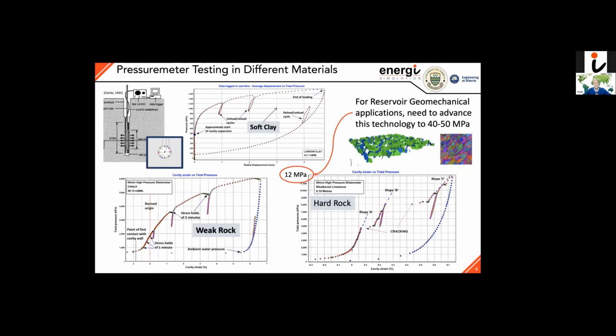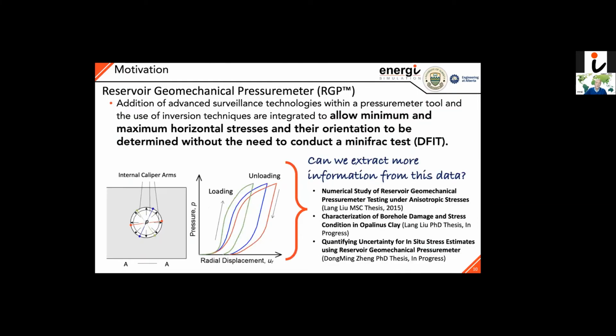soft rocks, weak rocks, through to very hard rocks in the unconventional world. So we called it RGP, a Reservoir Geomechanical Pressuremeter. It really is the addition of advanced technologies within a pressuremeter tool, using some of what we've learned in the downhole environment, but combining that with some very sophisticated inversion techniques that allow us to compute the minimum and maximum horizontal stresses and their orientation without ever having to do a DFIT.